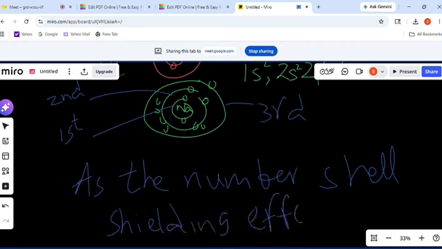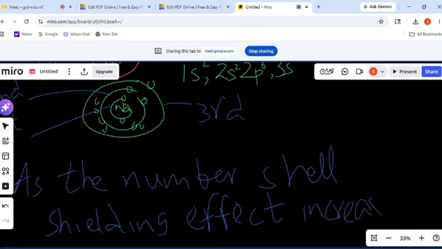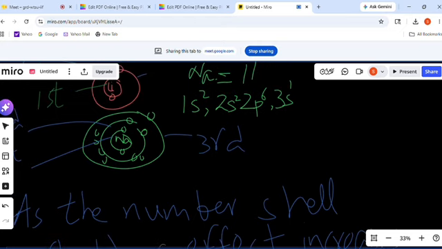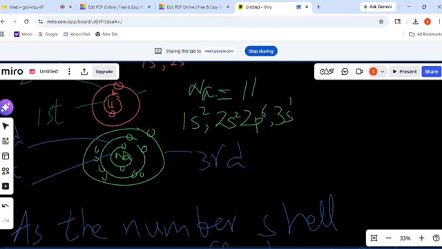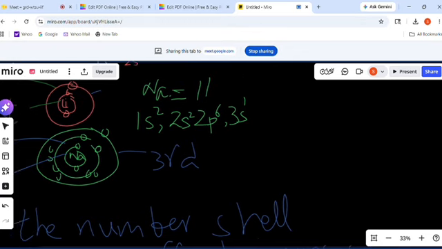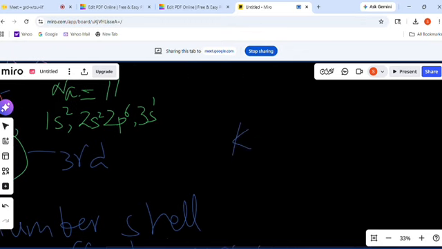That is the point that I want to discuss with you. As the number of shells increases, the shielding effect also increases. And you can see that you can continue in the periodic table. If we take another example of potassium, potassium's atomic number is 19.